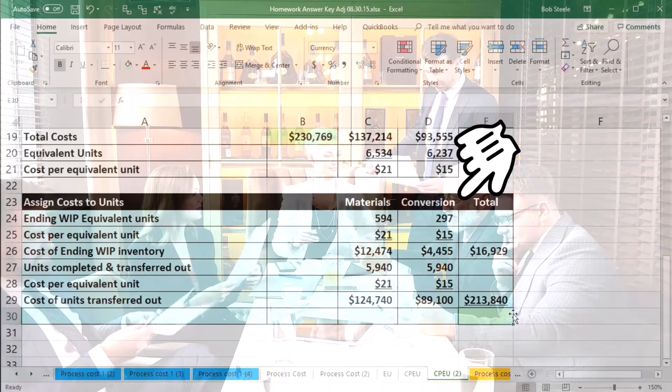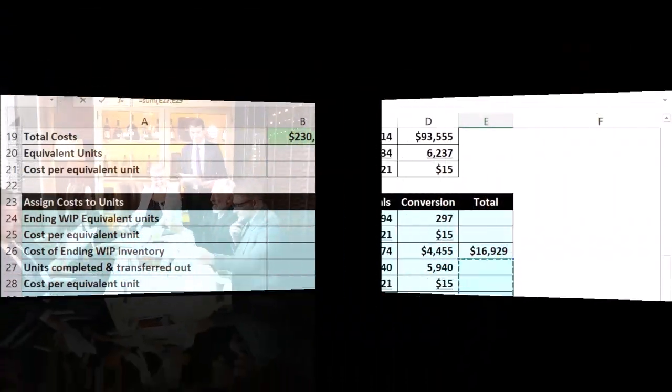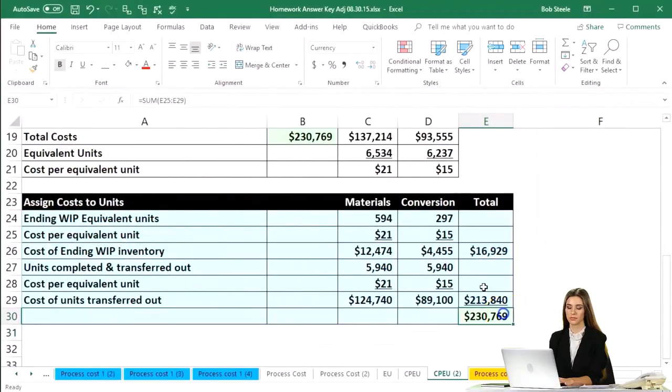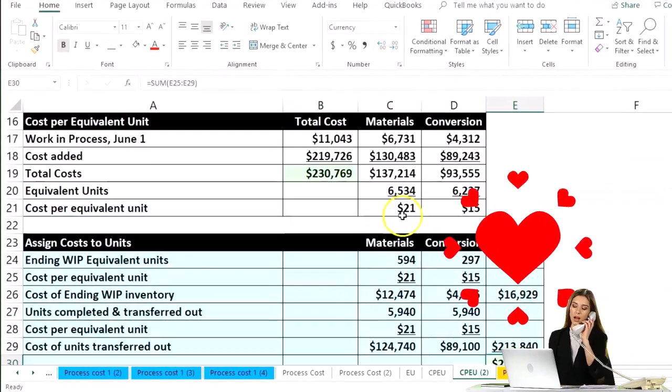So now if we sum this up for our check figure, it should be this plus this, which will give us the check figure here, letting us know that we applied this out.